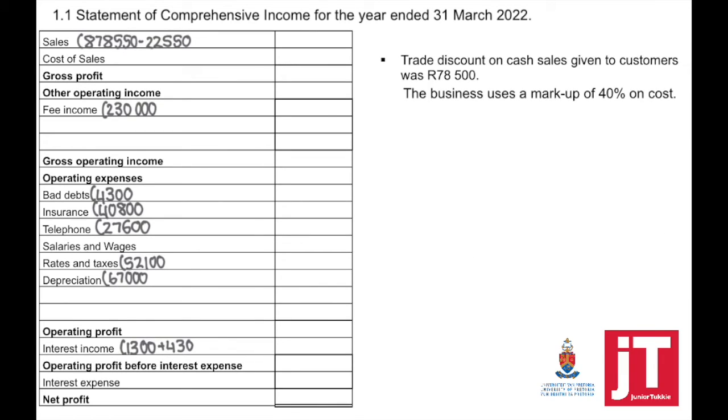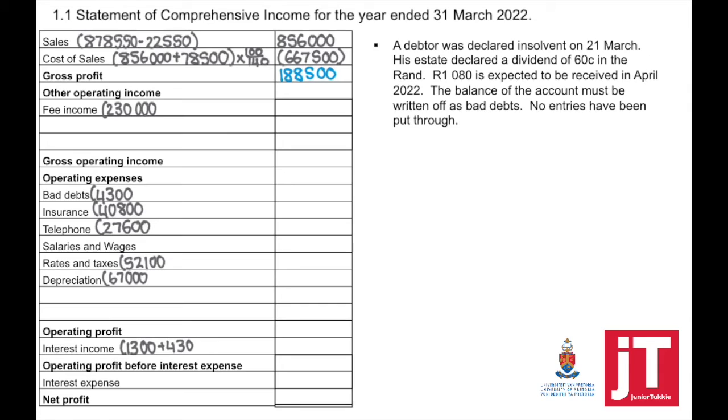The first adjustment was the trade discount on cash sales given to customers, 78,500. The business uses a markup of 40% on cost. To find out the cost of sales, we first need to work out what is our total sales plus the trade discount, and then we use the markup percentage to work out the cost of sales. Sales minus cost of sales equals the gross profit.